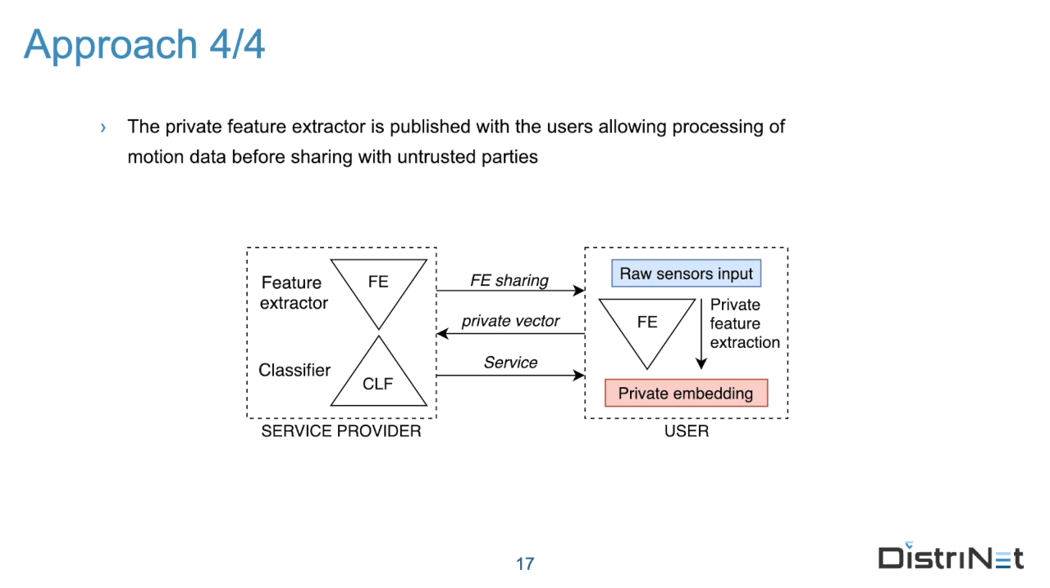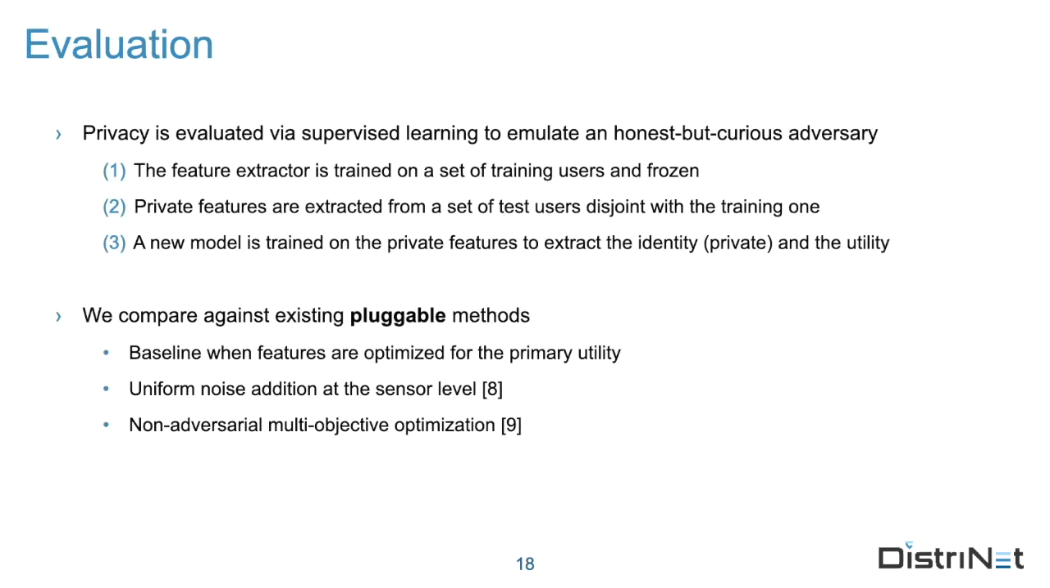After the optimization, the feature extractor is retained and shared with the users. This way, they can perform local data processing and send the features to the service provider. This is just a minimal representation with respect to the main task, such that it is not possible for the service provider or other third parties to link the traces to the same user.